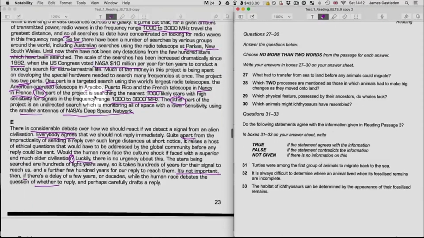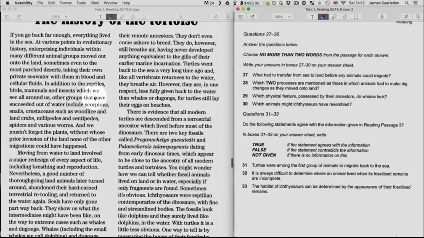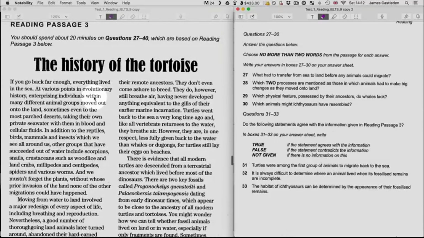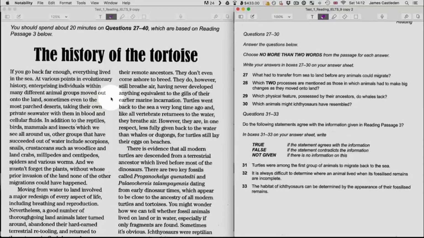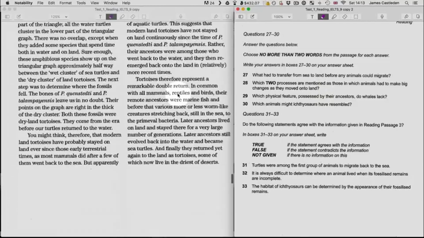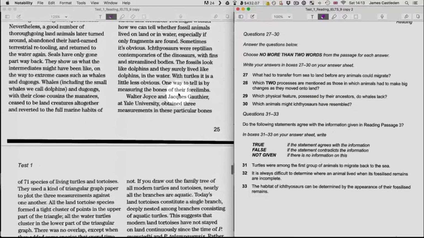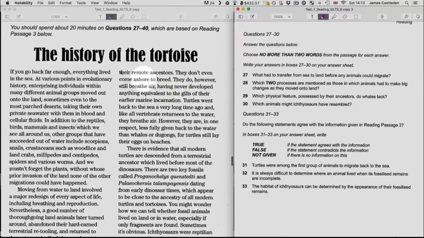So let's have a look at this tortoise. History of the tortoise. A tortoise is an animal, the slow thing; a turtle is the equivalent that lives in the sea. They don't have any pictures, do they? Let's have a look. No pictures. Okay, so we just have to rely on that.